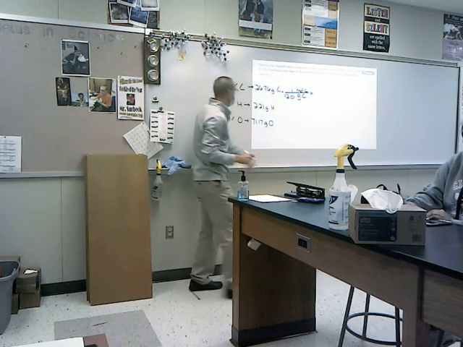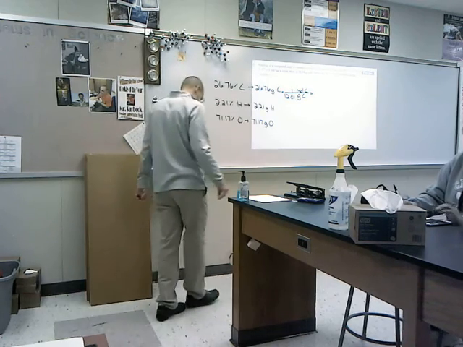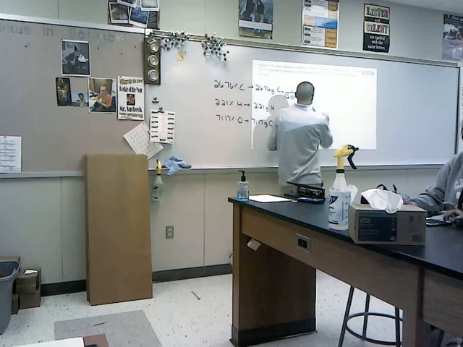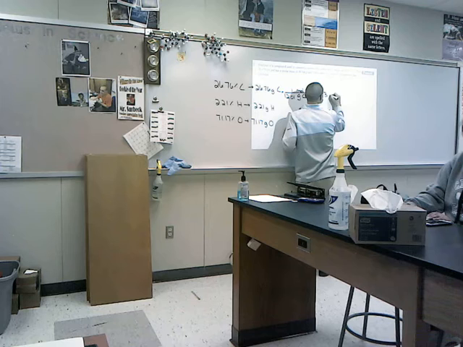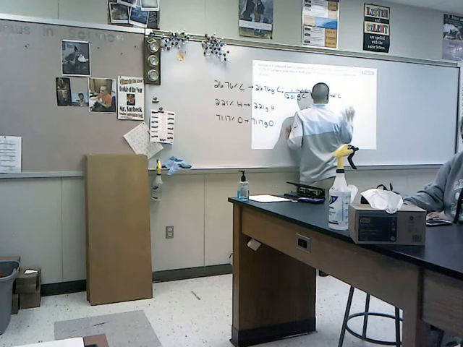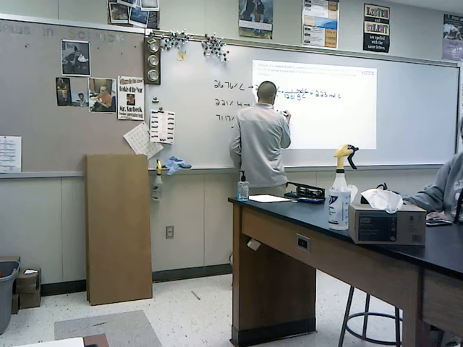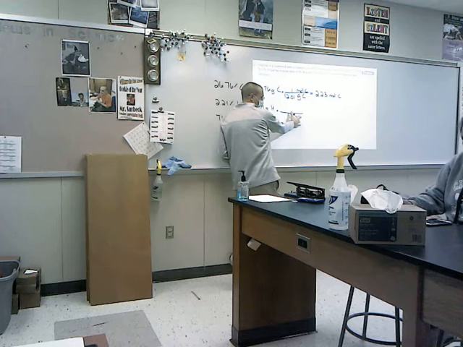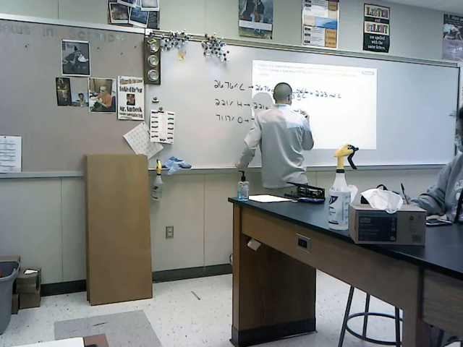Someone help me out and calculate 26.76 divided by 12.01. 2.23. Okay, perfect. 2.23 moles of carbon. We go down to hydrogen. Again, hydrogen I'm weird about. We cancel out diagonal grams of hydrogen. On top we go to moles of hydrogen.